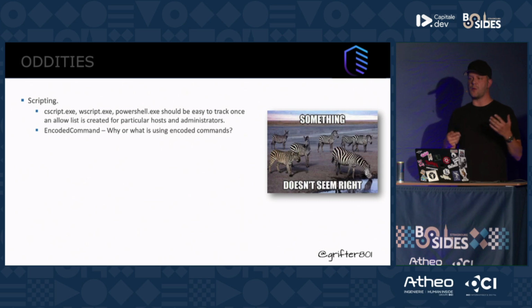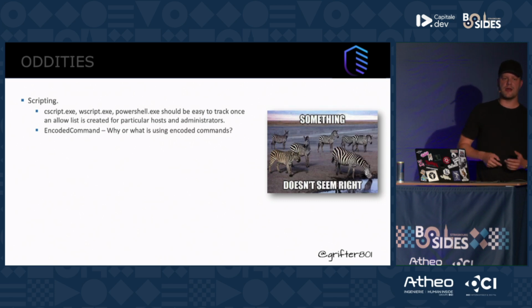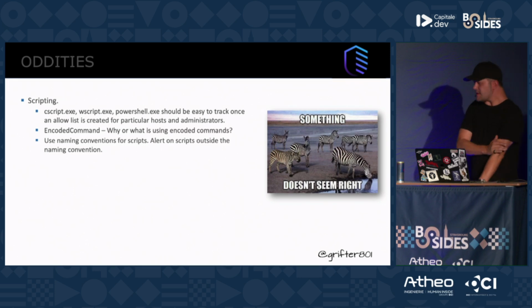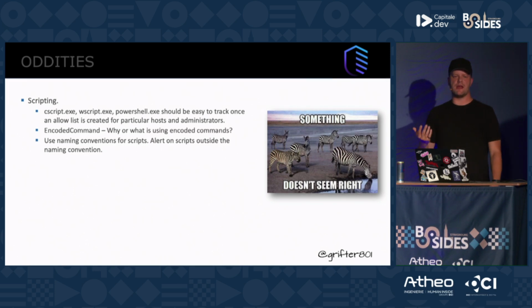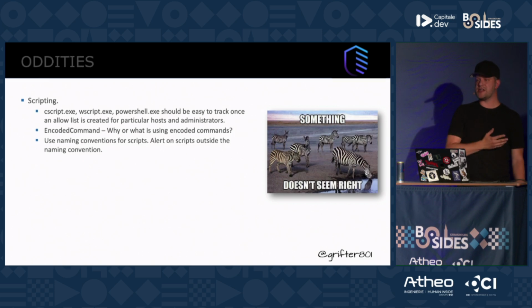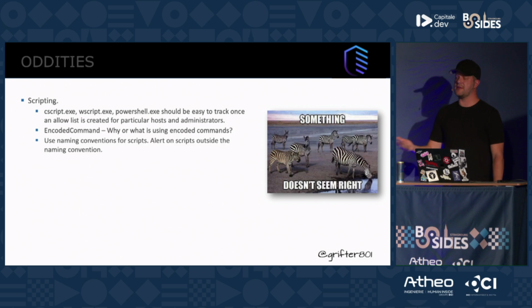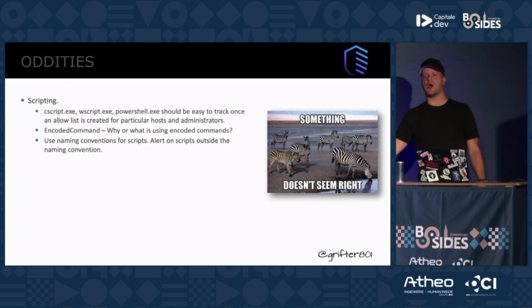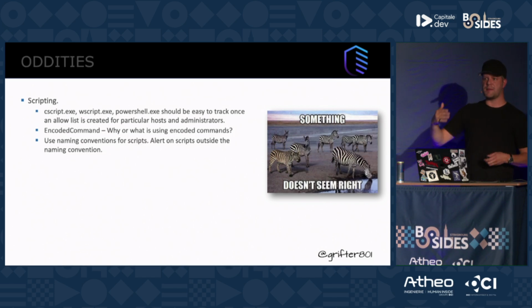Encoded commands, like what are they encoding? Why are they encoding it? Why are they invoking encoded commands? And then just some advice when it comes to scripting in an organization, come up with a naming convention and stick to that. If an attacker doesn't know the naming convention for the scripts and they go to use something, whatever, you can create an alert that just says, like, we saw this, it's outside of the naming convention, and you go and take a look at it. Again, this is all about finding things that give you something to go and look for.